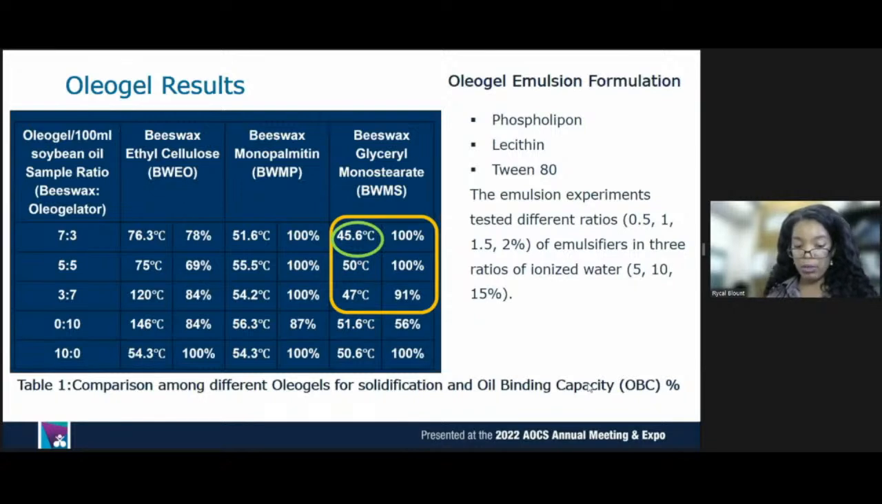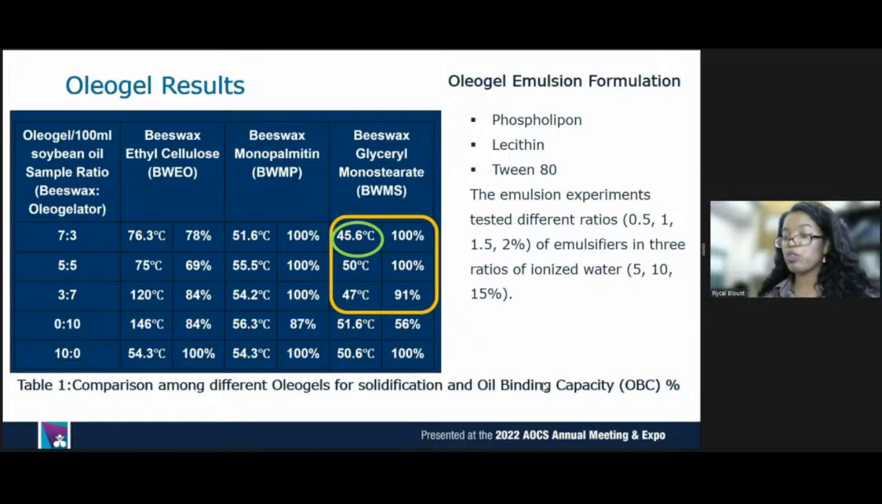for probiotic viability. This chart indicates in the yellow box that you see, the oil gels prepared with beeswax and glycerol monostearate in ratios 7 to 3, 5 to 5, and 3 to 7 had solidification points in our target range of 45 to 50 degrees Celsius, with very high structural stability as indicated by the OBC on the right-hand side. For the emulsion analysis, we chose the oil gel with the 7:3 ratio because it showed the best result with a solidification point of 45.6 degrees Celsius, and of course, high oil binding capacity.